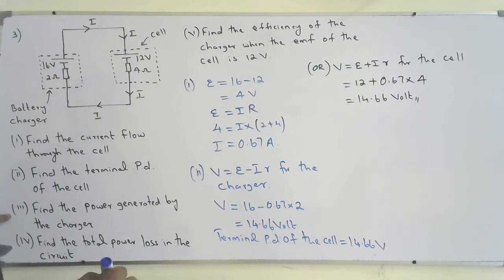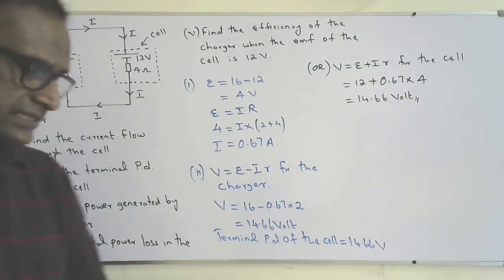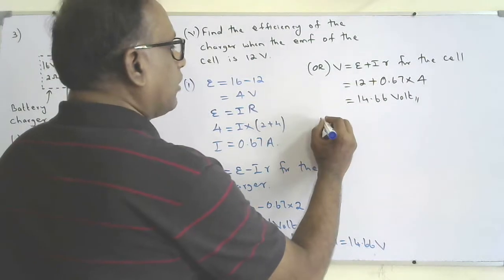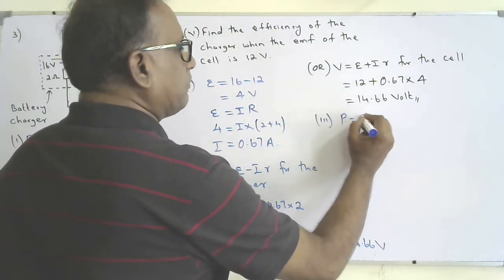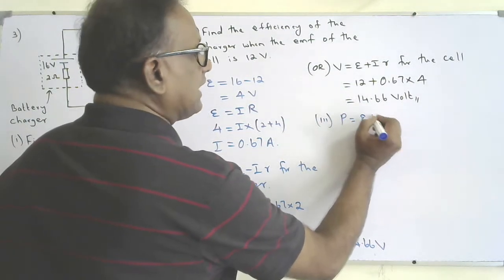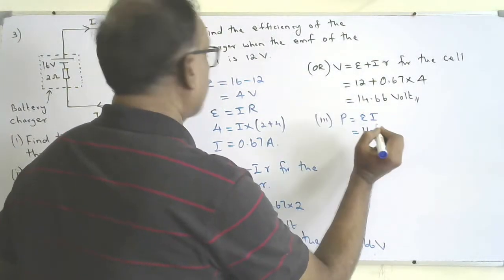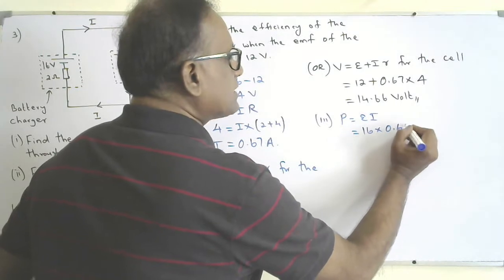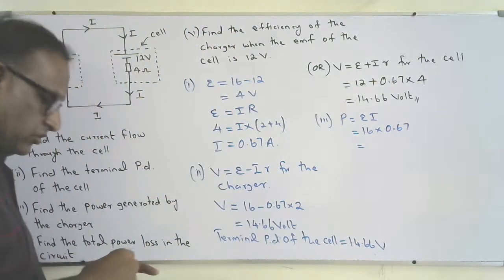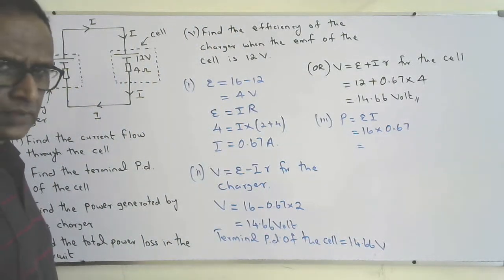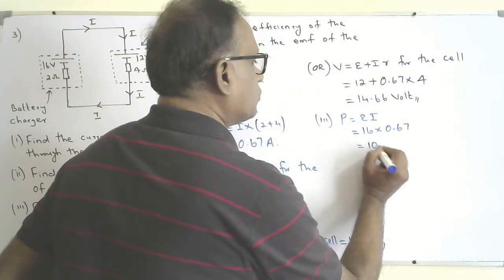Okay, third part, find the power generated by the charger. We know that the power generated by the charger is the EMF of the charger times the current through it. The EMF of the charger is 16 volt, into the current through it, 0.67 ampere. Solve it, you'll get the power generated. That will be 10.72 watts.